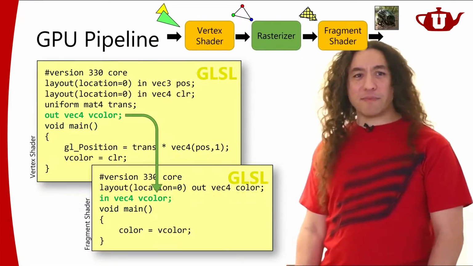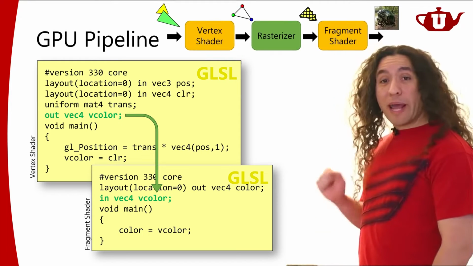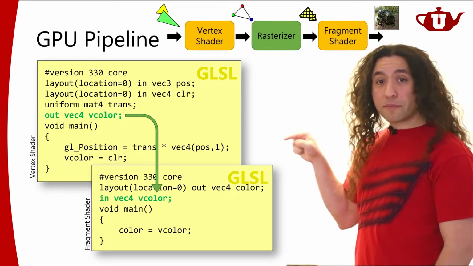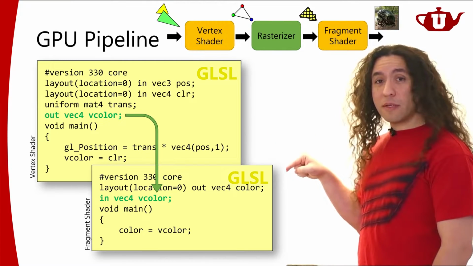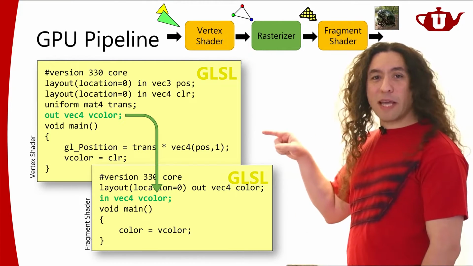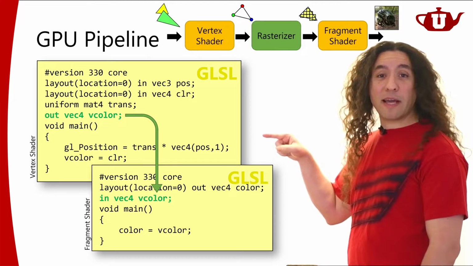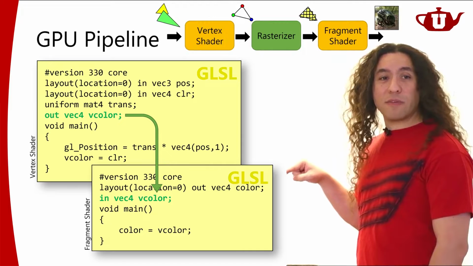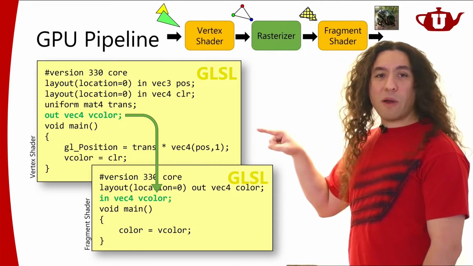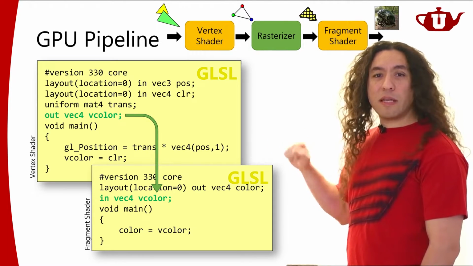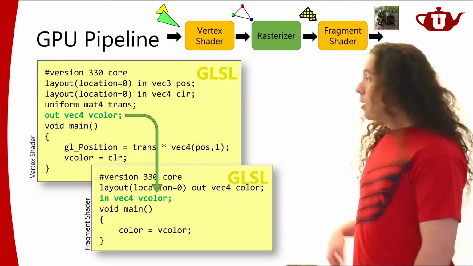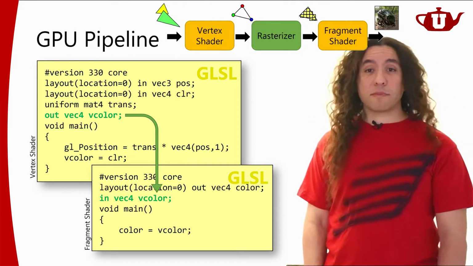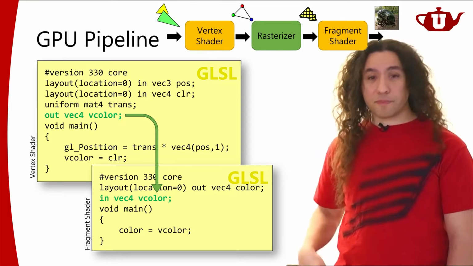Now let's take a look at how this works. Whatever data you send from your vertex shader to your fragment shader is going to be interpolated. We're just saying out vec4 here, and over here it's going to be in vec4 vColor, right? Whatever output you have in your vertex shader is going to arrive in your fragment shader as an interpolated value. So that's the concept.